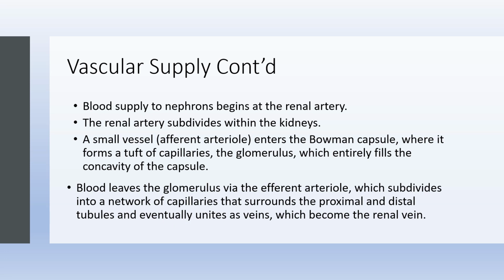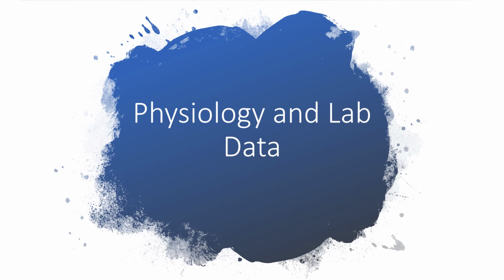Blood leaves the glomerulus through the efferent arterioles, and then that's going to subdivide into a network of capillaries that surround the proximal and distal tubules, and then eventually they're going to unite as veins, and they're going to come together to form subsequently larger veins, which finally become the renal vein. That takes care of anatomy. Let's move on to physiology and lab data.